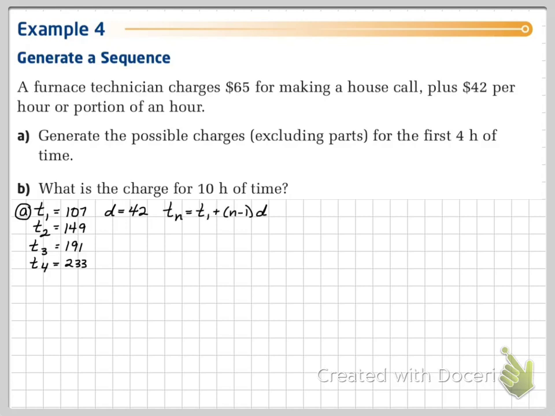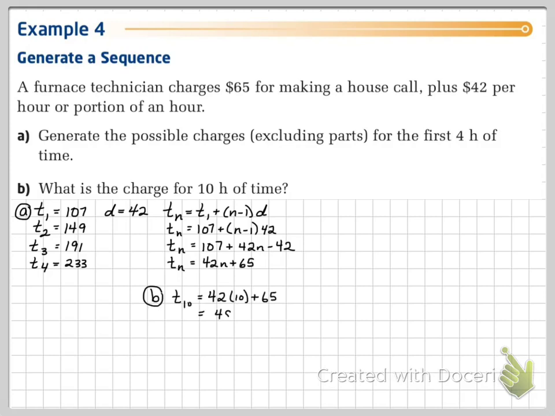And Tn is going to be T1 plus n minus 1 times d. And since that's 107 plus n minus 1 times 42, we can expand it and simplify it to find that Tn is equal to 42n plus 65. For B, what is the charge for 10 hours? Well, for 10 hours, you simply substitute 10 in for n, and you're going to get 42 times 10 plus 65, or $485.